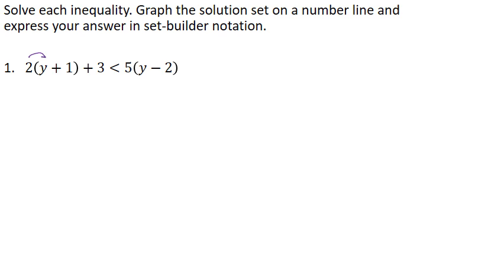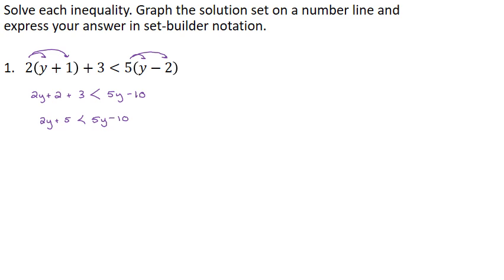So first thing I'm going to do is on the left-hand side, multiply through by 2, which is 2y plus 2 plus 3, is less than, and then I'm going to multiply the 5 through, which is 5y minus 10. Combine the numbers on the left, and you'll get 2y plus 5 is less than 5y minus 10.